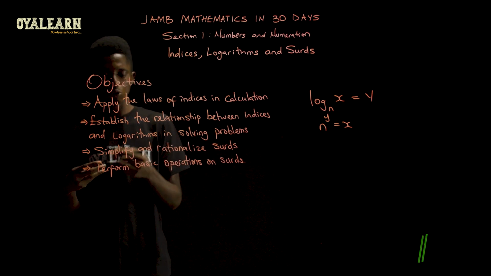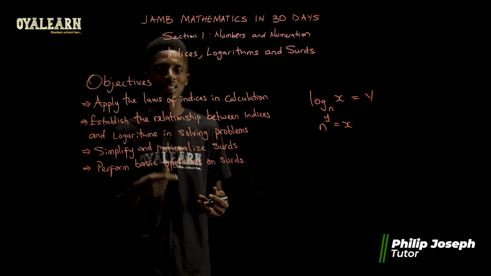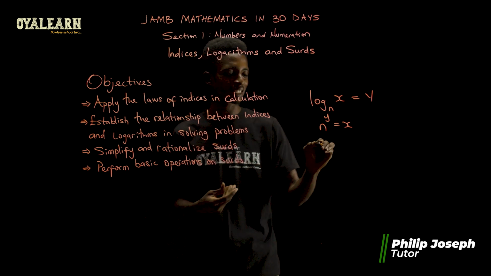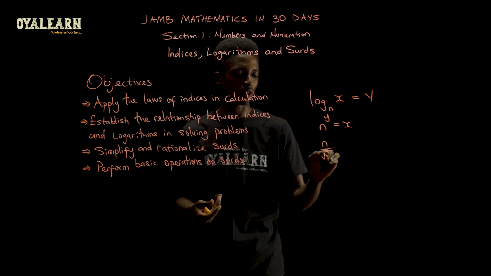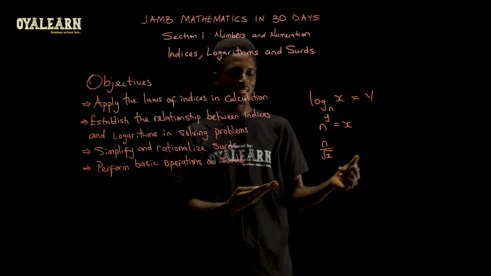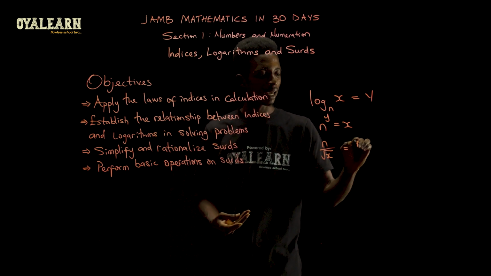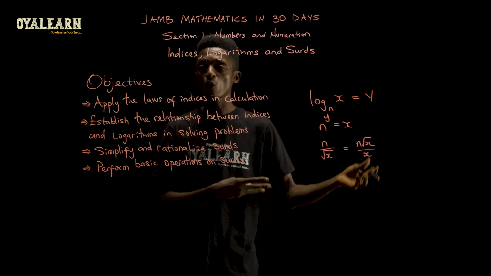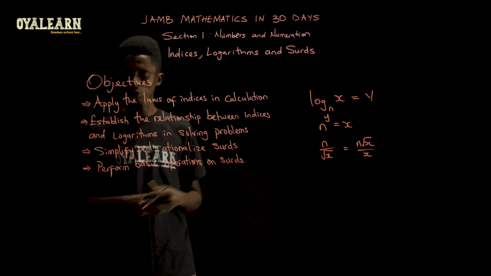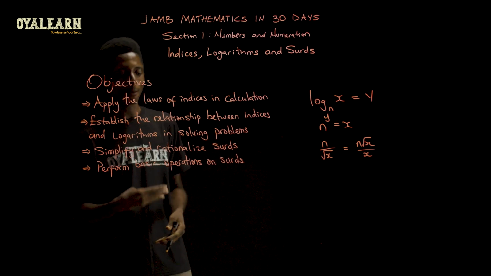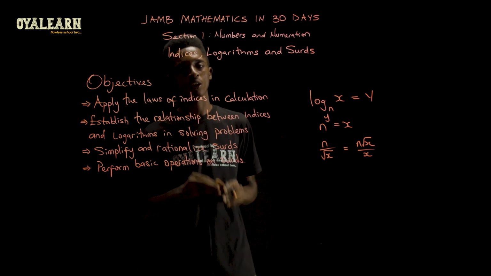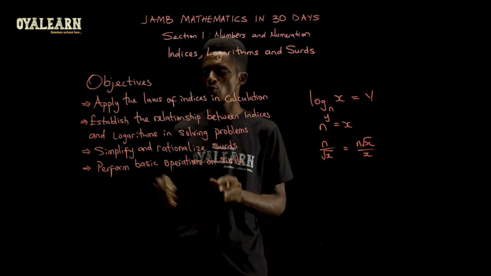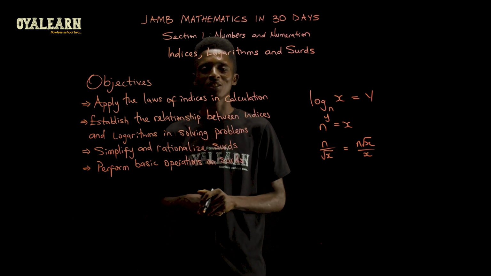Then thirdly, you should be able to simplify and rationalize surds. By now, you should know that when solving problems in surd, you should not be having an answer in n over surd of x. You are supposed to rationalize this, which will then give you n surd x over x. So we're going to practice more questions on rationalization of surds. And then finally, you should be able to perform basic operations on surds. We're going to be solving multiple questions from previous years in JAMB to establish knowledge on these objectives.